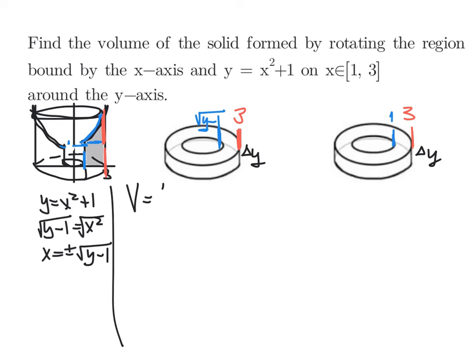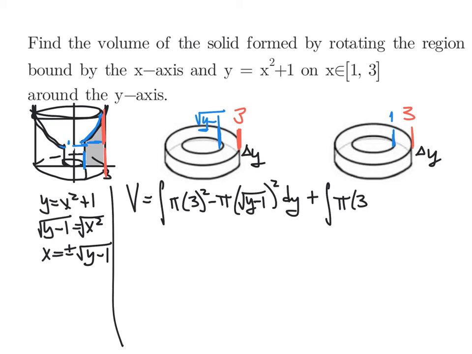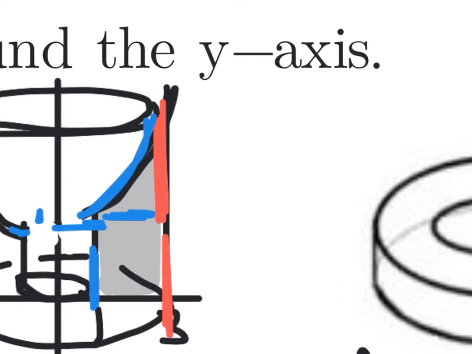Now we have enough to start calculating our volume, at least setting it up. So first of all, we'll have this integral of our top region rotated around, which will be pi times the large radius squared minus pi times the smaller radius squared dy. For our second solid, it's going to be pi times the larger radius squared minus pi times the smaller radius squared dy. But we still need our limits of integration. So let's take a closer look at our picture.